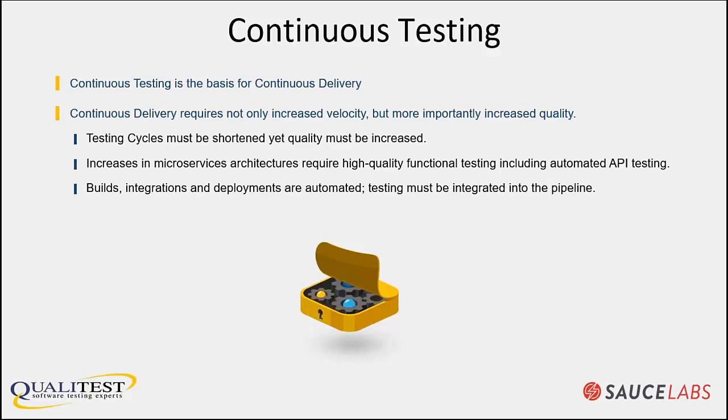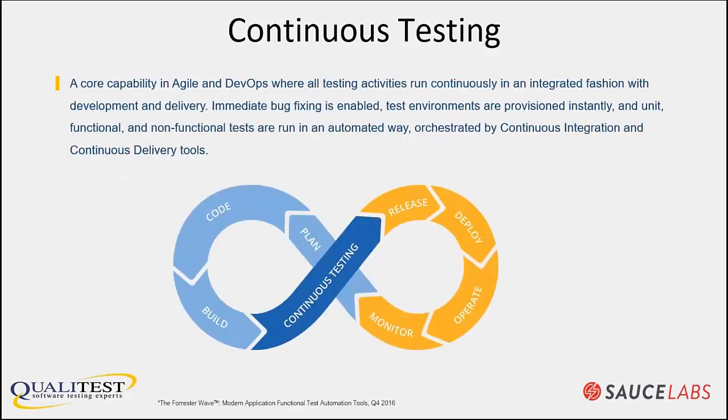The definition that Forrester gives us is that continuous testing is a core capability in Agile and DevOps where all testing activities run continuously in an integrated fashion with development and delivery. Bug fixing is enabled immediately. Test environments are provisioned instantly. Unit, functional and non-functional tests are run in an automated way, all orchestrated by the continuous integration and continuous delivery tools. Well, that's quite a mouthful.